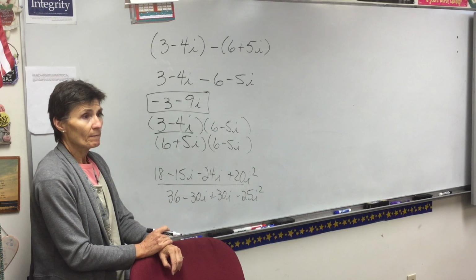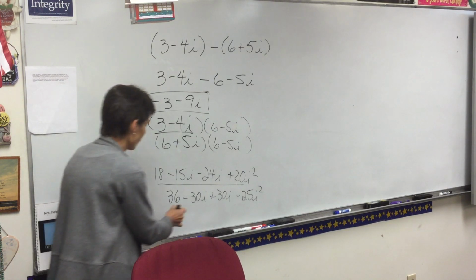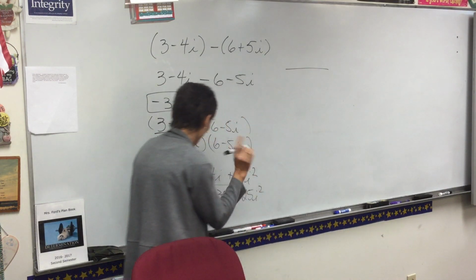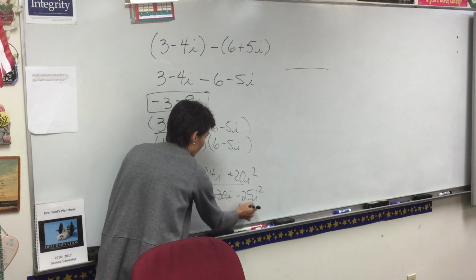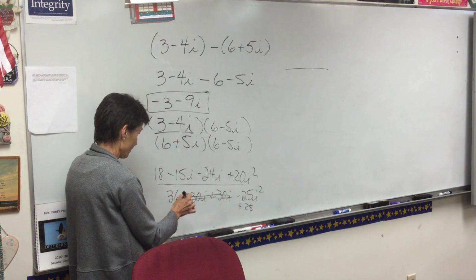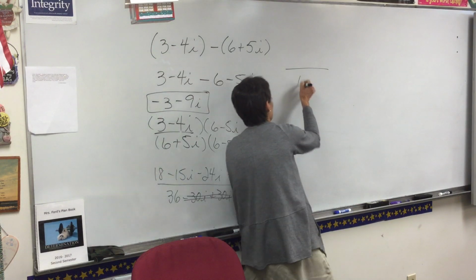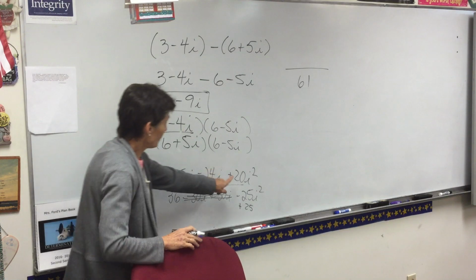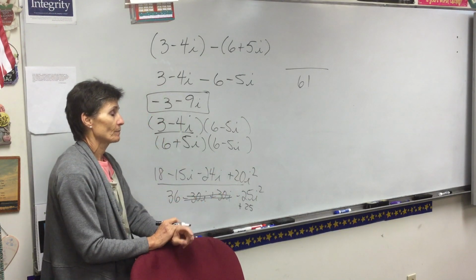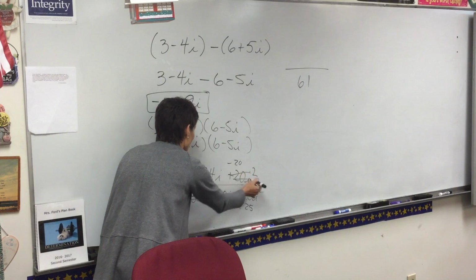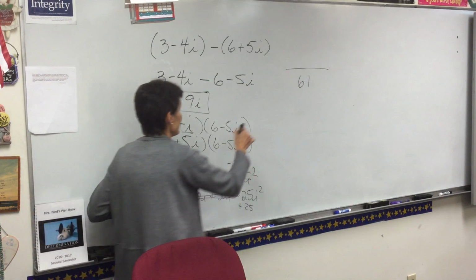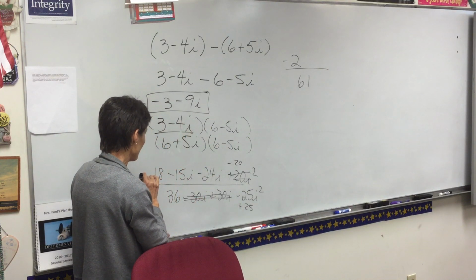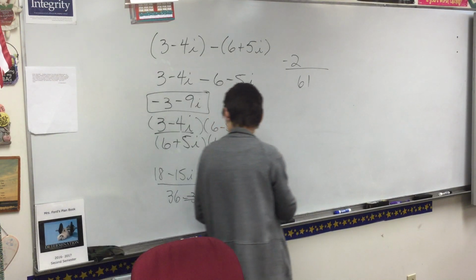And what always happens on the bottom? These always cancel, right? So what am I going to be left with on the bottom? 36 minus, that's a plus 25, so that'll be a 61. Now what about the top? Well, what's 20i squared? -20, which combines with the 18, so I have -2. And then all that adds up to -39.